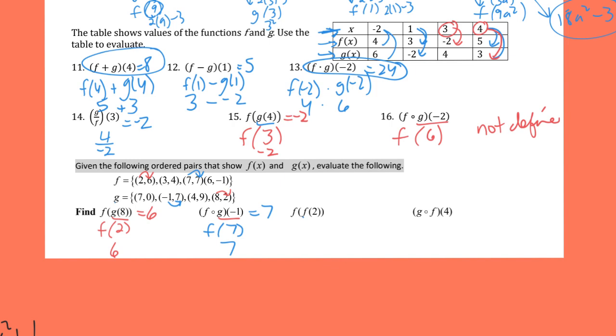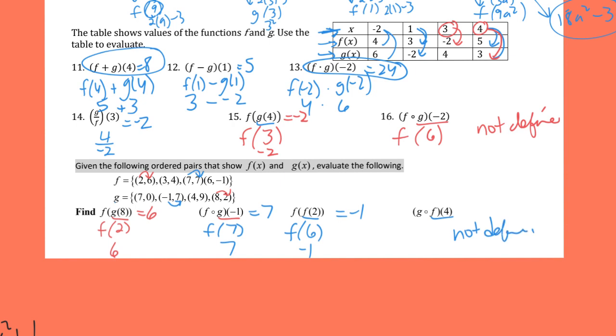So let's do F of 2. If you plug X is 2 into F, you get 6 as an answer. Then they want to plug that into F again. You get negative 1. So your final answer is going to be negative 1. The last one, F of 4. I don't see that. I have no idea. If you plug in 4 to F, I don't know what you get for an answer. You're right, not defined.